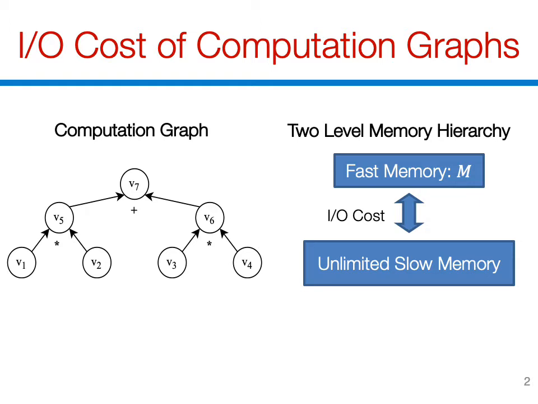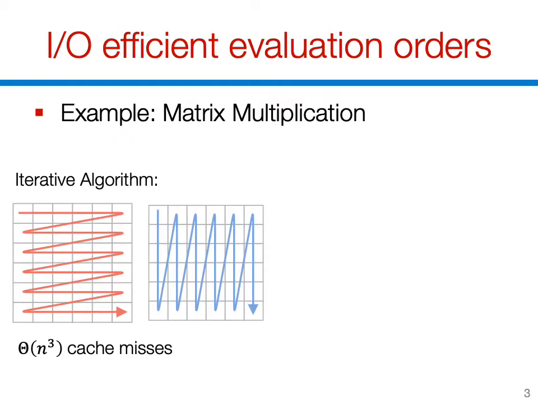Here we assume that when an operand is being computed, its parents have to exist in fast memory. The I/O cost of a computation graph is thus dependent on the order in which the vertices are evaluated. For the same computation graph, evaluating the graph with an efficient evaluation order can dramatically reduce I/O costs.